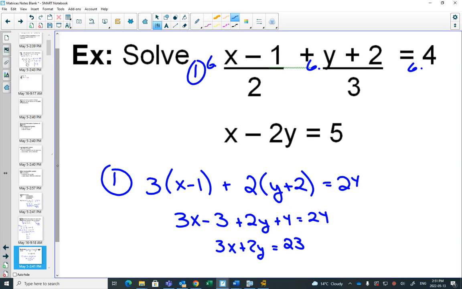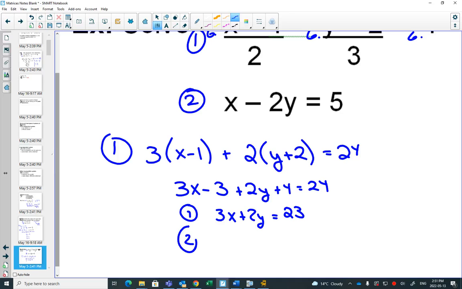So instead, in this example, you could have used substitution because it would be really easy in equation number 2 to get x by itself. But then you would be working with all those fractions all the way through. I think here, if I simplify the first equation to get rid of my fractions, and now I have 3x plus 2y equals 23. That's my equation number 1. And my equation number 2 is x minus 2y equals 5.